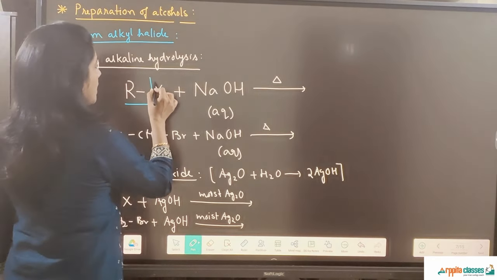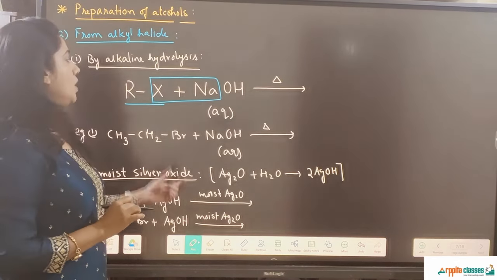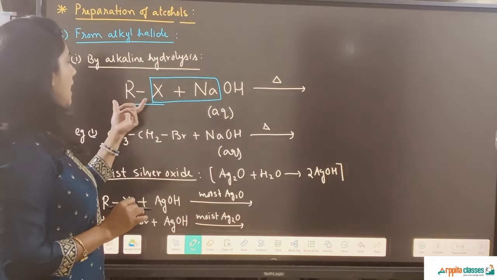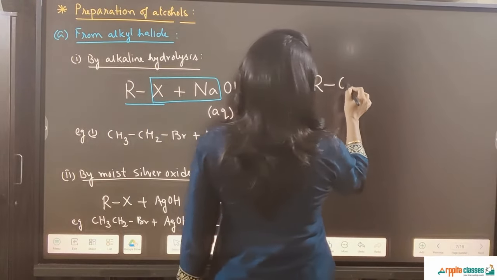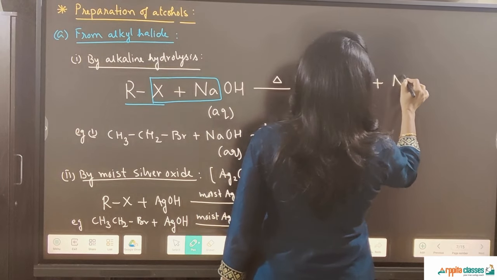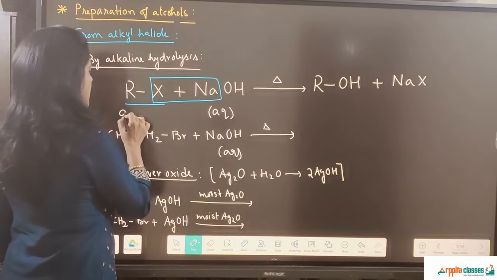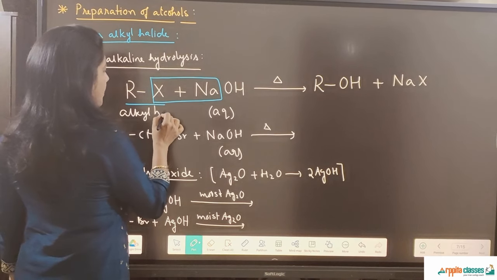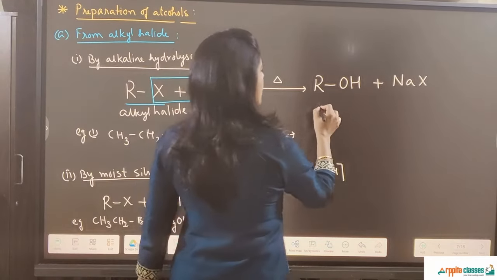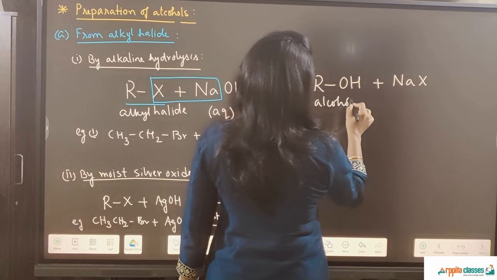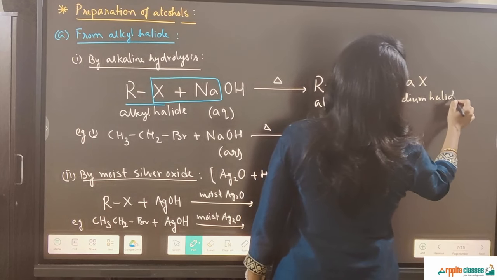So what it does is it removes NaX from here because Na has a lot of attraction towards the halogen. So the halogen will come with Na, and R and OH will combine together. So you get the product as ROH, this is our main product, and NaX, sodium halide, is our byproduct. So this is alkyl halide. When it is treated with aqueous NaOH or aqueous KOH, we get alcohol and sodium halide. Okay, so the byproduct is sodium halide.